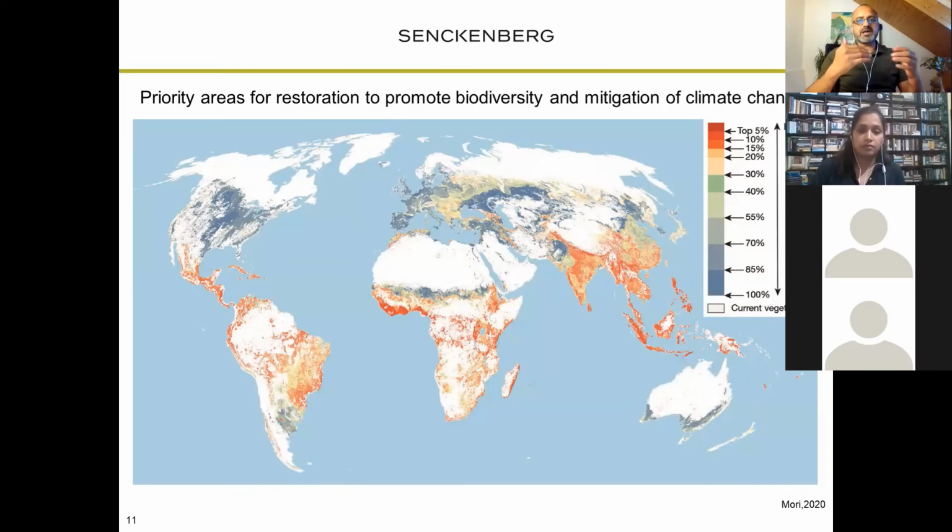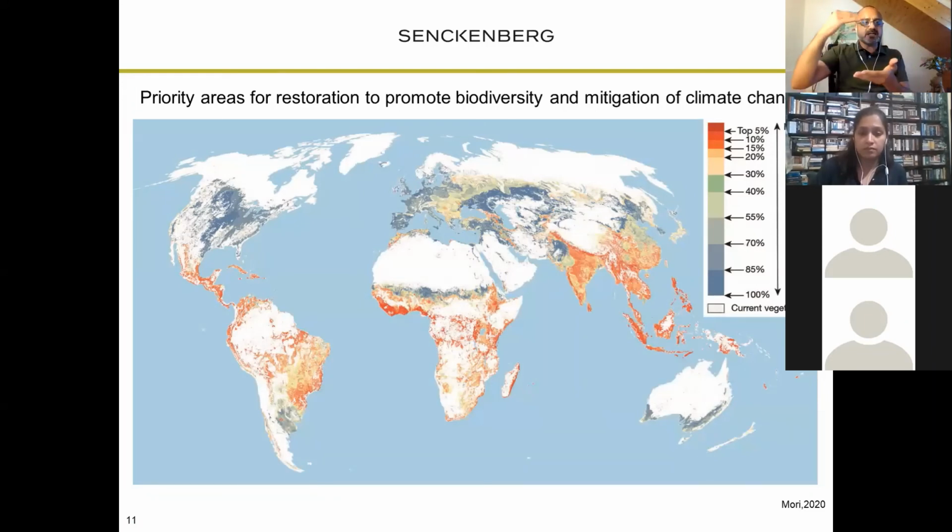They were able to find the areas which need immediate priority, which should be the immediate priority of restoration. Again, red to blue goes from the highest to the lowest level of priority. And you see India, Asia and all these sub-Saharan or African countries in the red zones.